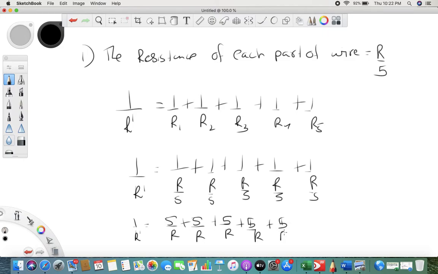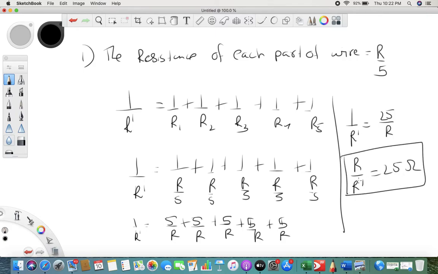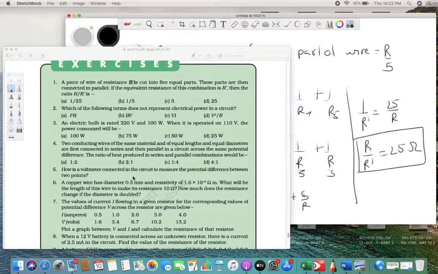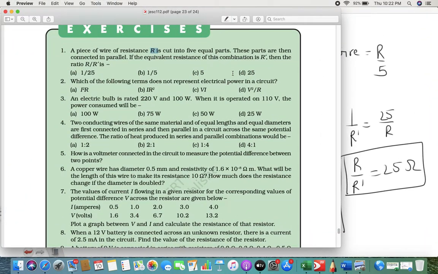And as you see, the LCM is R, so we get 1 upon R dash is equal to 25 upon R. So basically R dash is equal to R upon 25 ohm, and that's our answer. Clear? Have a look. So the answer for the first one is D, 25 ohm. How? As I already told you.